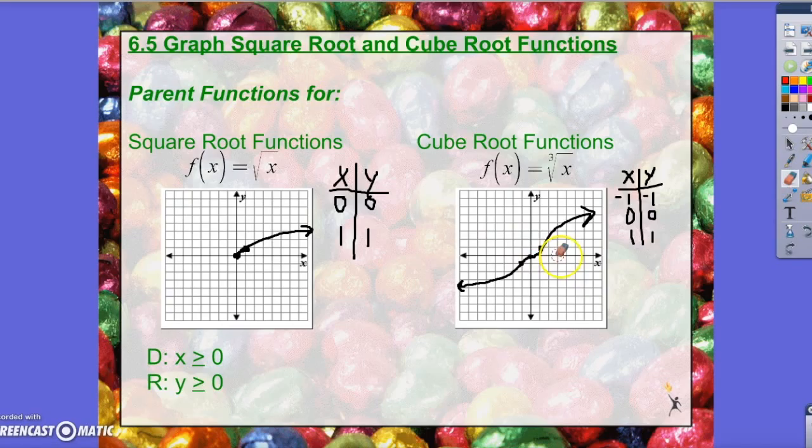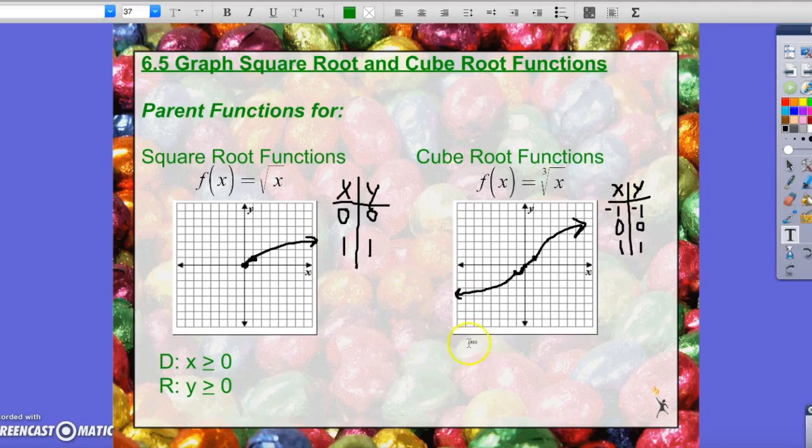Actually, I think I want to fix this one little spot here. Let's do this. Do under over differently. All right. So we'll go up. We'll go that way. Put more of a curve. All right. So that's the basis to a cube root function.